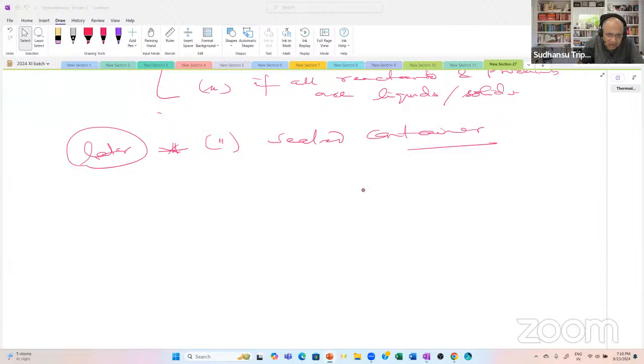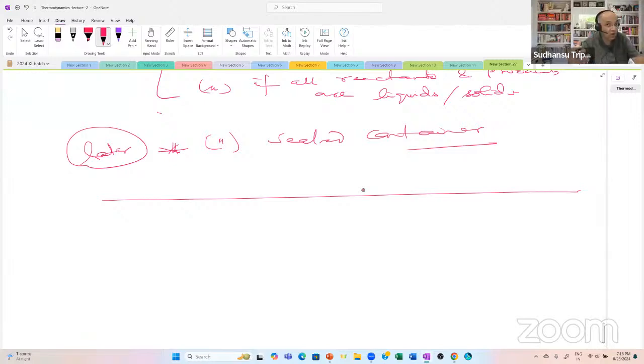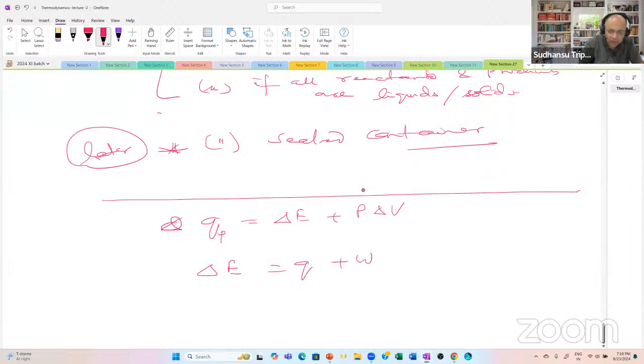Now, after having understood the application, the first law used for simple expansion and compression is applied for a chemical change. Earlier we were writing QP is equal to del E plus P del V, because it came from the net bank balance is equal to Q plus W. In place of W, we write minus P del V, pressure remaining constant, mind you. So we brought Q to this side and took this to the other side. So in place of QP, we can write del H.